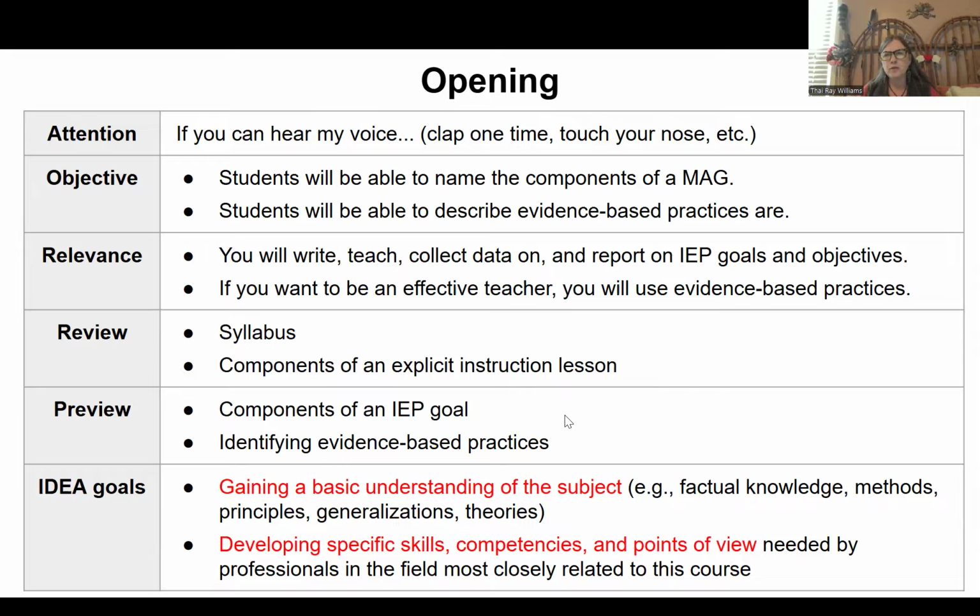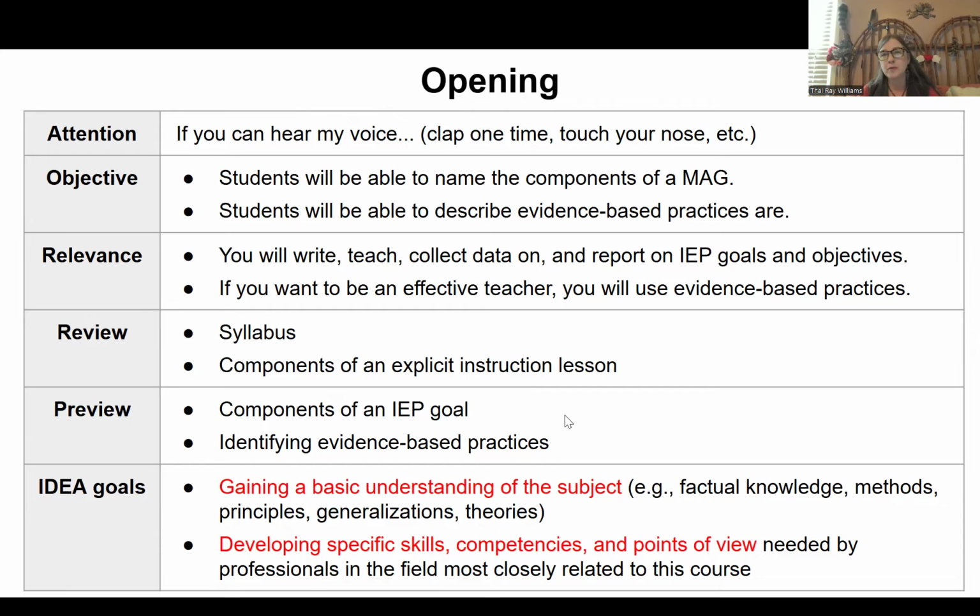Now, the next part would be the review. And remember, the review is interactive, and I am not able to interact with you through a video. So we will do this when we are in person in our class. What we'll do is review the syllabus, and then review the components of an explicit instruction lesson because we learned about those during our last class.